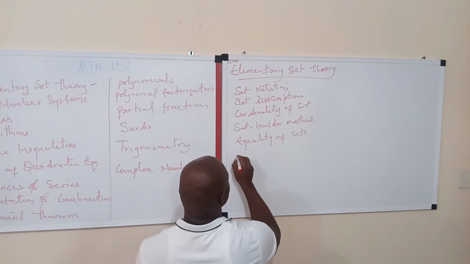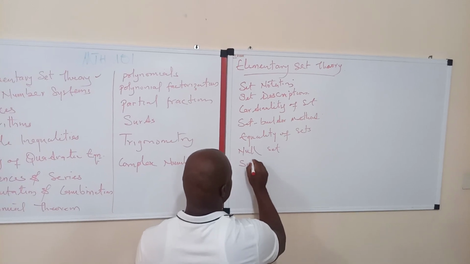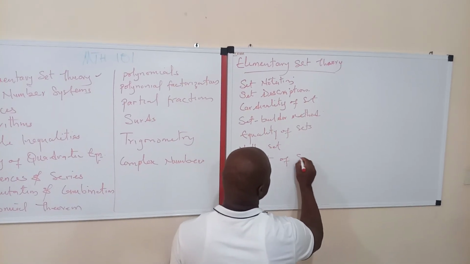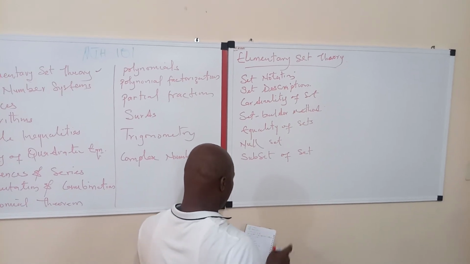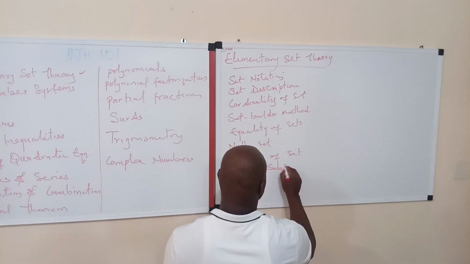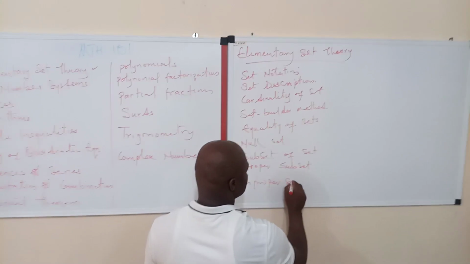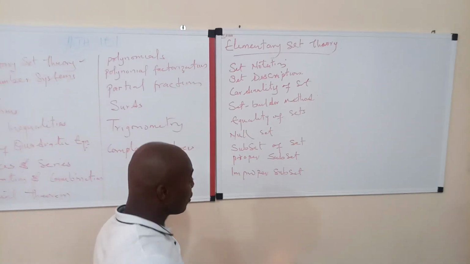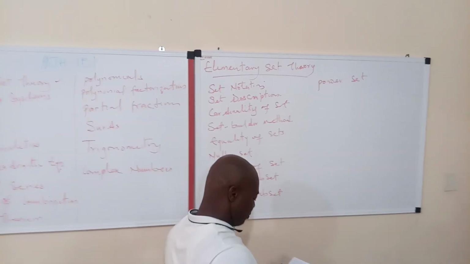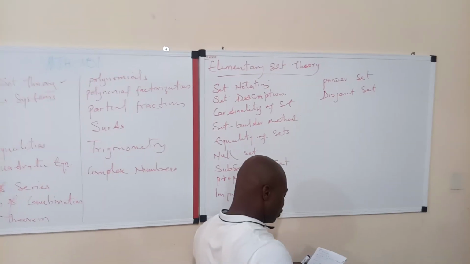We have to also know what null sets are. Subsets: when a set is said to be a subset of a set. Proper subsets and improper subsets. We also have power sets, disjoint sets, and universal sets.